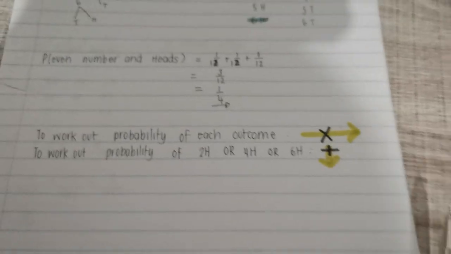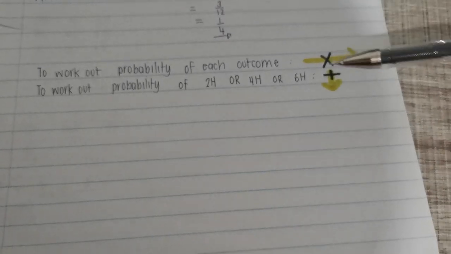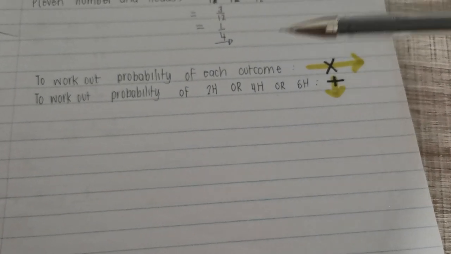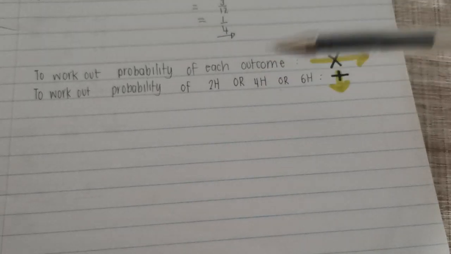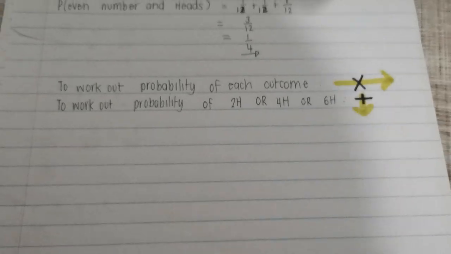And I just recapped over here. To work out the probability of each outcome, you multiply. To work out the probability of the number of heads, even number and heads, then it would be adding each one of them. Okay, let's stop.